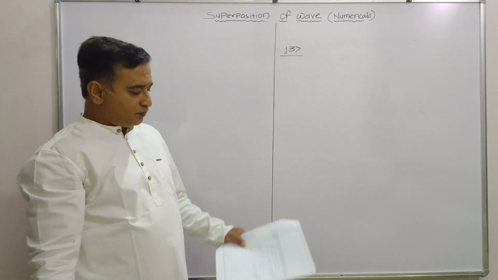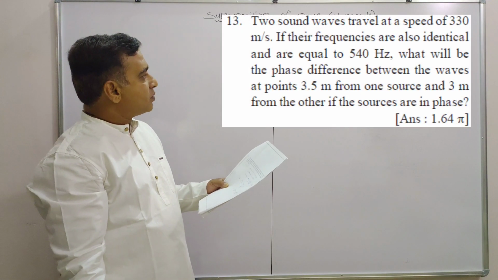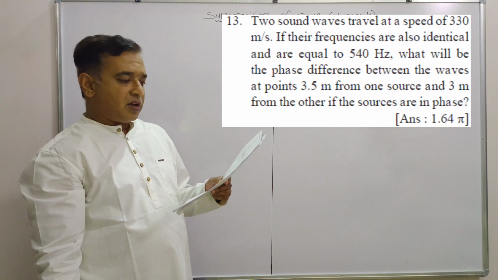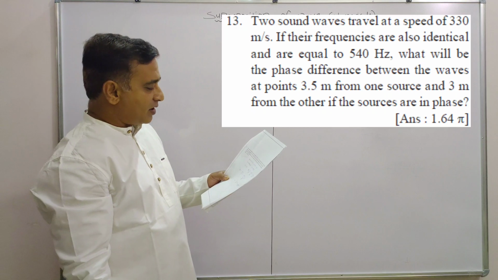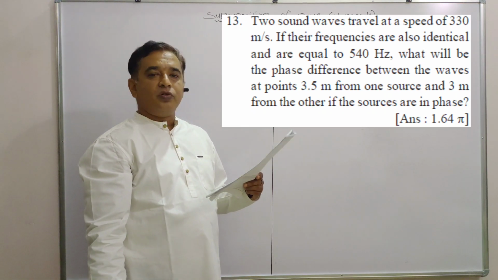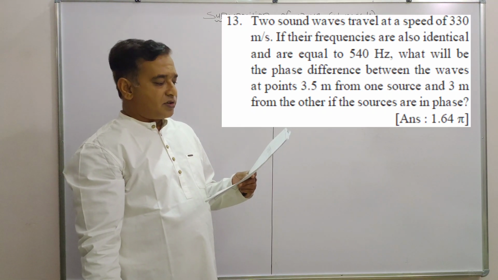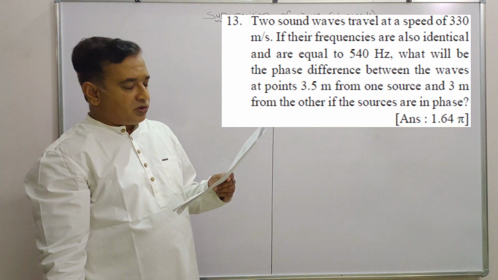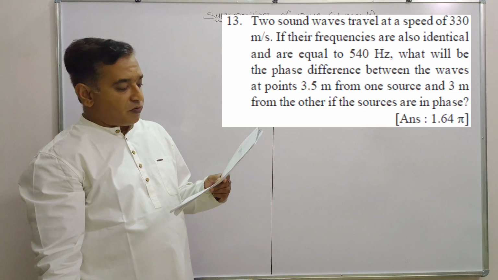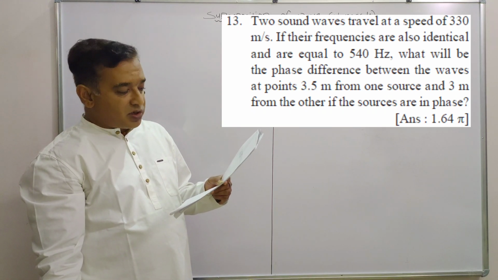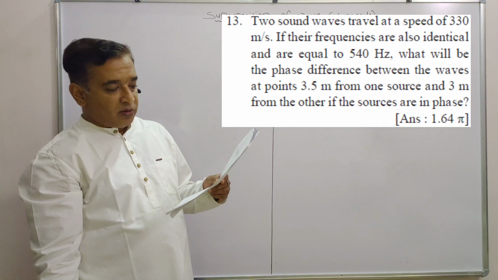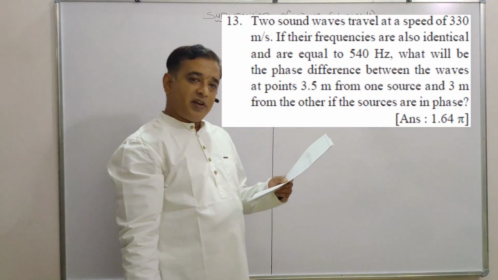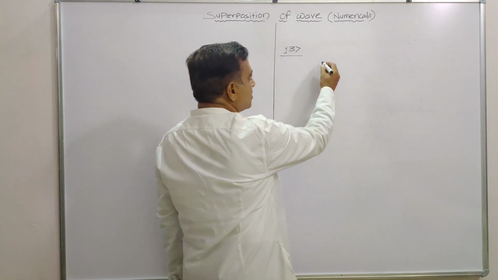Here is the problem before you. Two sound waves travel at a speed of 330 meter per second. Their frequencies are also identical and equal to 540 hertz. What will be the phase difference between the waves at a point 3.5 meter from one source and 3 meter from the other, if the two sources are in phase? If the two sources are in phase, the distance between these two gives the phase difference.